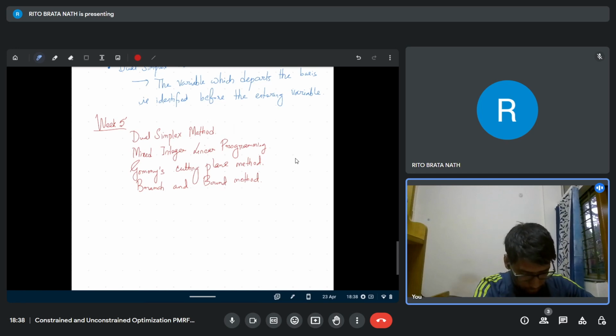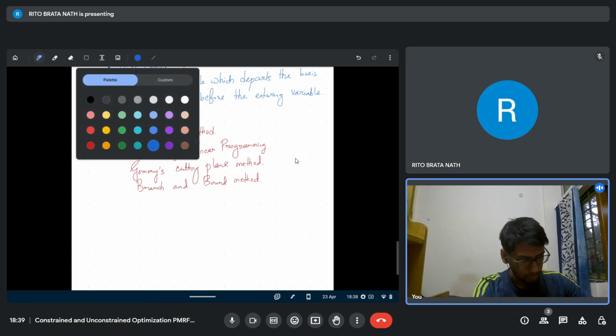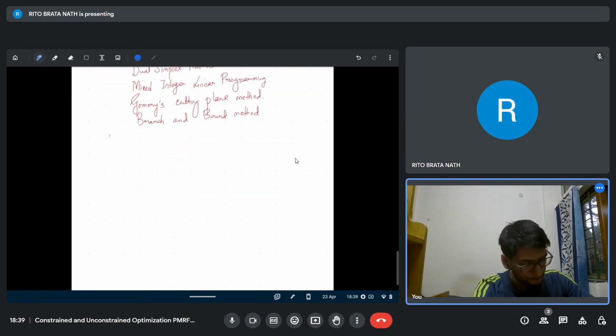So what I can do is solve one problem using the branch and bound method. But I think that's a bit involved, so let me not solve it. But probably what I can do is, the branch and bound method.